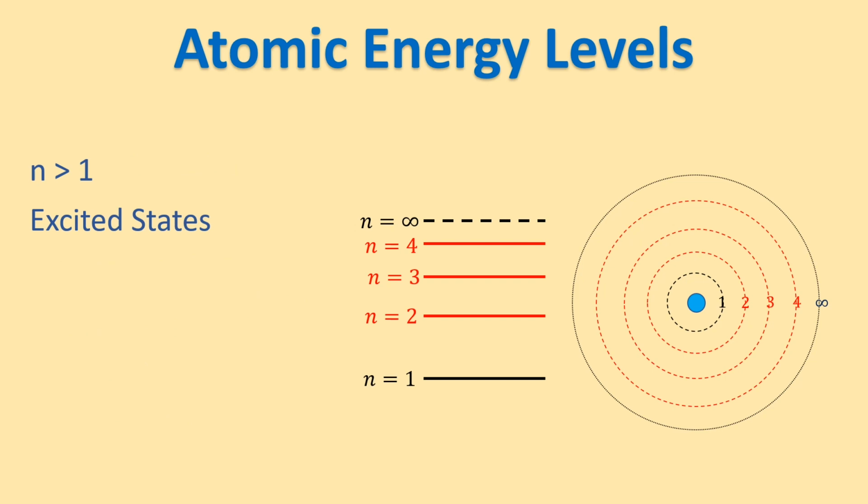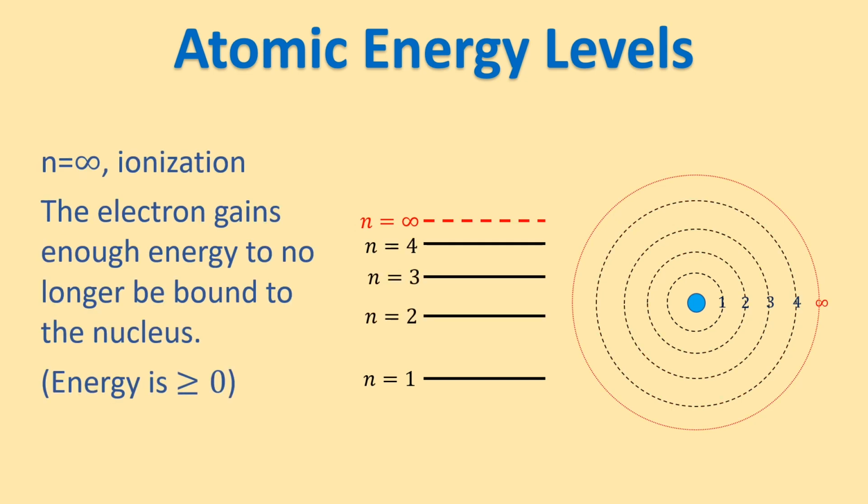Any quantum state above n equals 1 means that the electron has gained energy from the ground state. These states are called the excited states. If an electron absorbs a photon with very high energy, it can ionize, which means it gains enough energy to overcome its negative potential energy binding it to the nucleus and escape the atom.